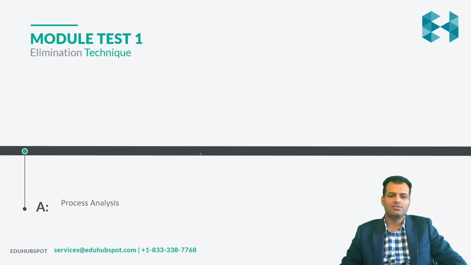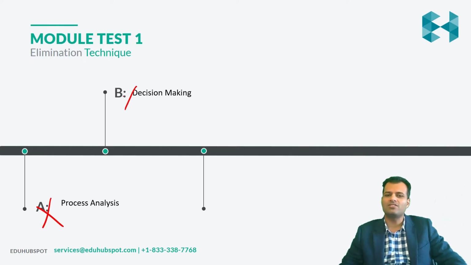Okay, so A, process analysis. Process analysis is when you analyze the process. Over here, the keyword is not about process, it's about the specific functionality. So A can be eliminated. B, decision making. They did not talk about decision anywhere in the question, so B can be ruled out as well. C, problem solving. Okay, you are trying to resolve the problem, but how are you trying to resolve the problem?